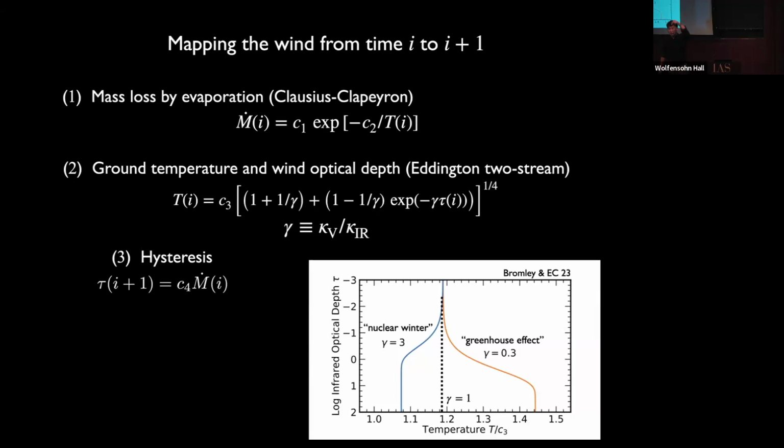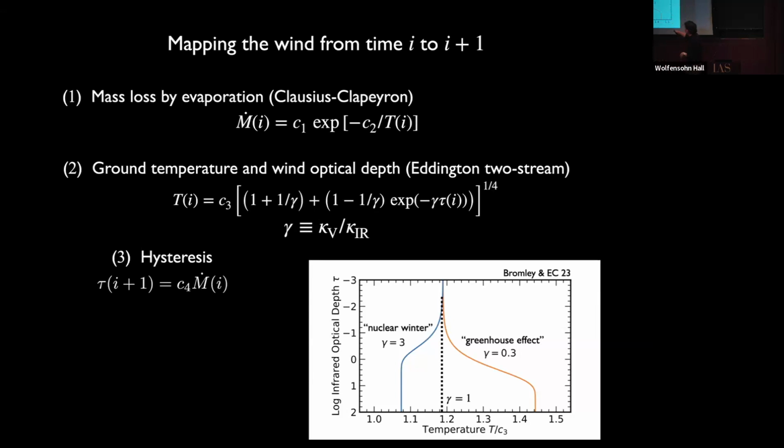The two streams are the radiation coming in, which is starlight and the visible, and then radiation going out, which is the infrared going out. So if gamma, that ratio of opacities, is greater than 3, then the ground is colder than at altitude. We call this the nuclear winter solution. Gamma less than 1, if you're more strongly absorbing in the infrared than you are in the visible, then you have greenhouse warming of the surface.